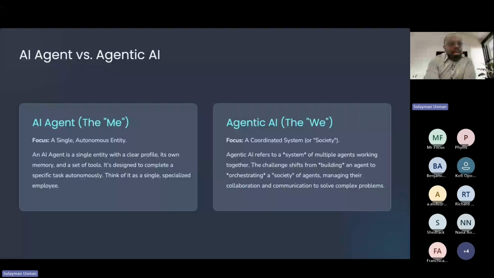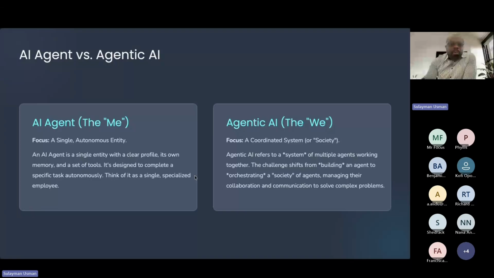Now, what is the we? Agentic AI refers to a system of multiple agents working together. The challenge shifts from building an agent to orchestrating a society of agents, managing their collaboration and communication to solve complex problems. So now we are moving from the me to the we.